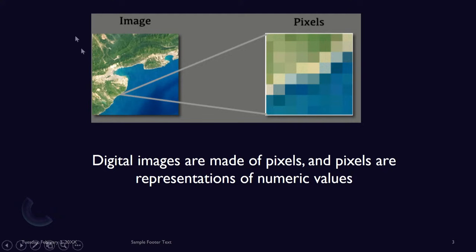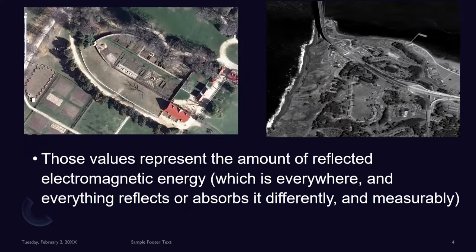Here you can see that this entire image is of some area on the Earth, and if you zoom into this particular area, you will see it like this. Here there are different cell values, and these cell values may represent any information. That may be the temperature at that location on the Earth, or the reflectance in some electromagnetic band, EM band. The cell values represent the amount of reflected electromagnetic energy, and everything reflects or absorbs it differently.